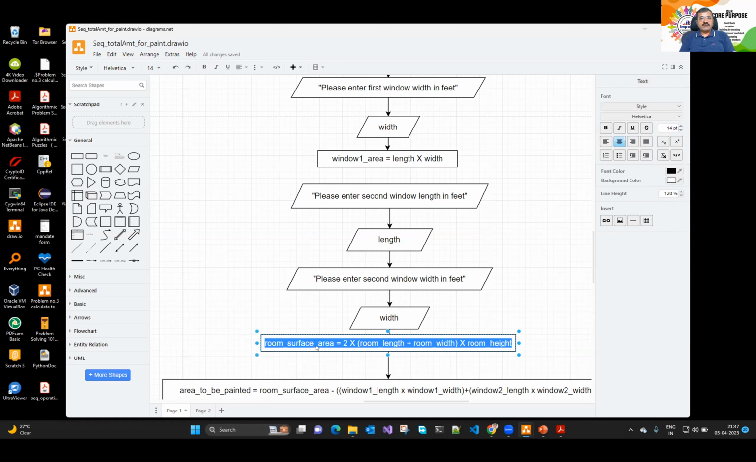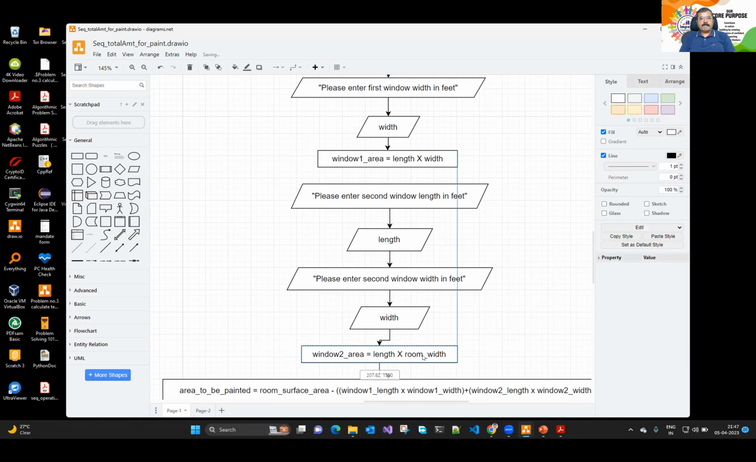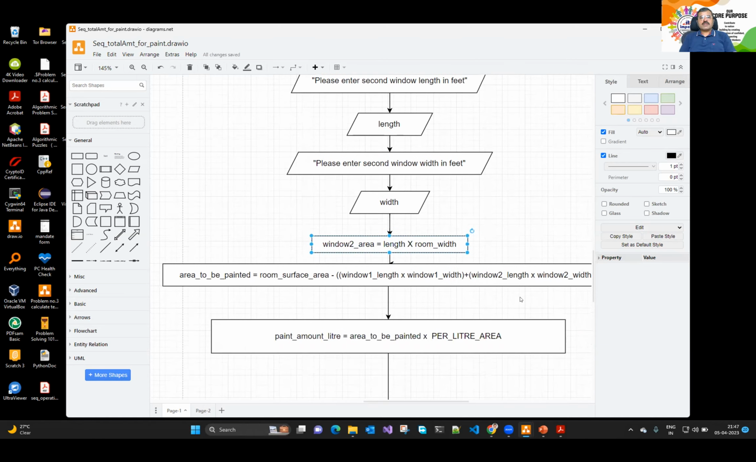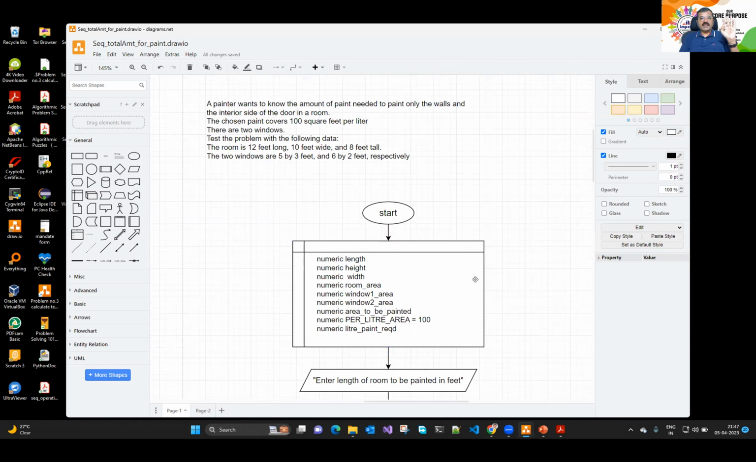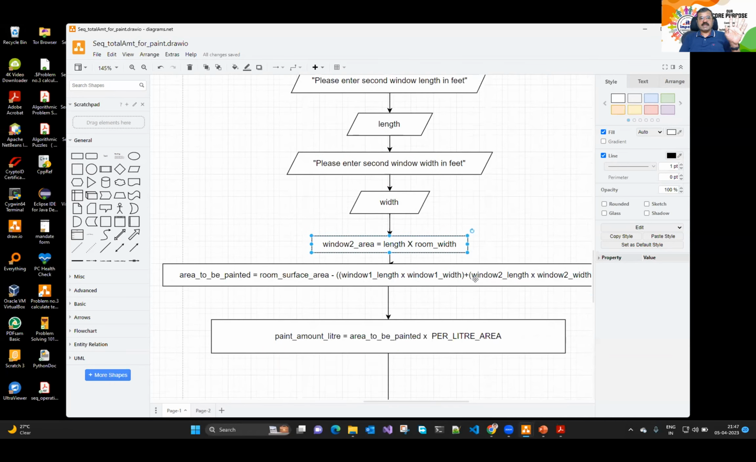Now here I'll say window area 2. Window 2 ka area is equal to, again we have this length into width. Length into width is what we really wanted to have. So we have calculated window 1 ka area. We have calculated window 2 ka area. So we had window 1 area, window 2 area, room area, all the 3 areas have been calculated.